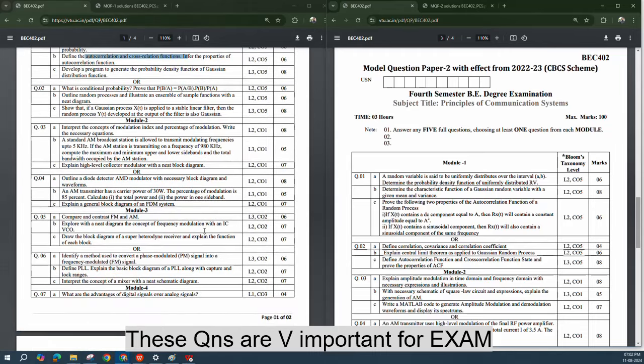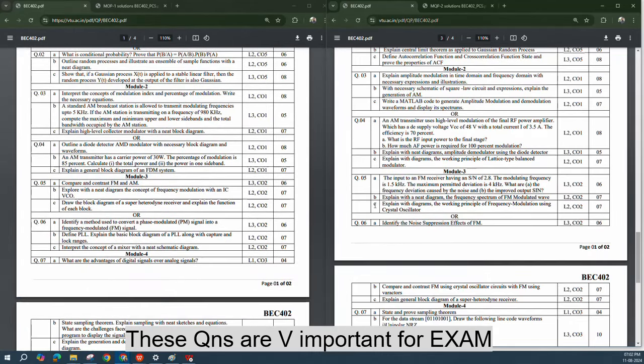Then coming to module 2 here. Module 2, the first question is interpret the concepts of modulation index, percentage of modulation, write the necessary equations. Here the modulation index is asked. Here, explain the amplitude modulation in time domain and frequency domain with the necessary expressions and illustrations is asked.